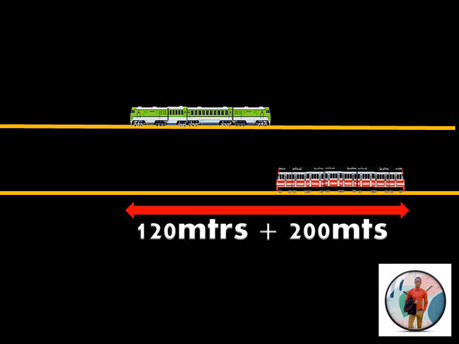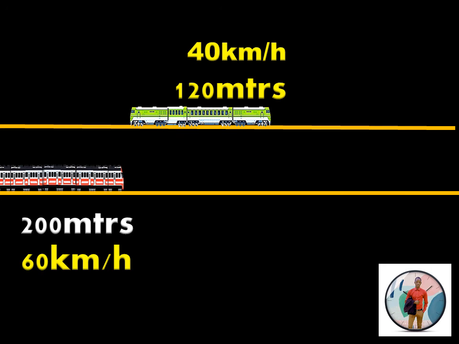So the distance we're talking about here, we have highlighted with the red arrow. As you can see, the red arrow indicates the total distance which the red train is going to cover to completely overtake the green train. So first, it is going to cover the distance of the green train, which is 120 meters. Then for it to be ahead, it must cover its own length, which is 200 meters. So let's go to calculation.